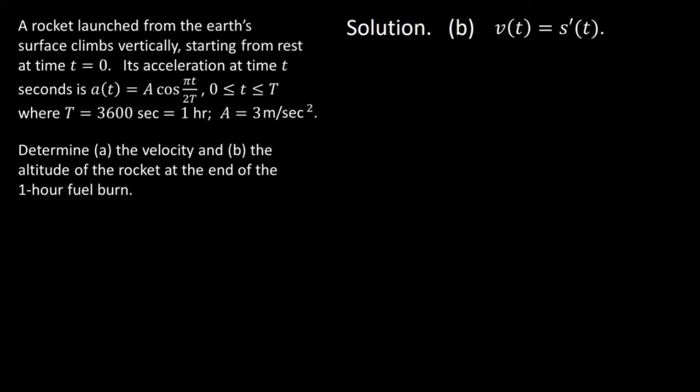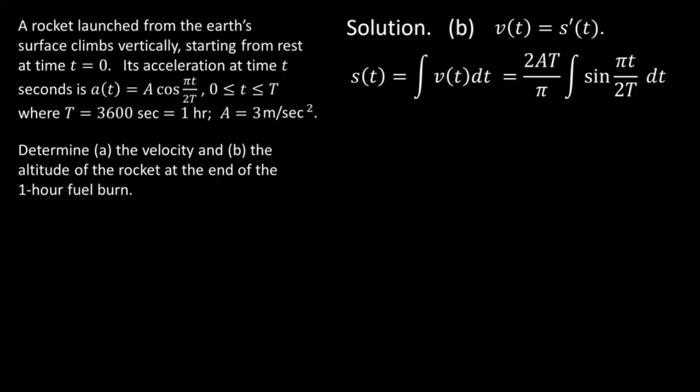Now, part B. Again, the velocity is the derivative of position. Turn it around. The position is the antiderivative of velocity. We just found our velocity and we plug that in. It's got a constant out front which we can just pull outside of the integral. Oops, antiderivative. There I go.